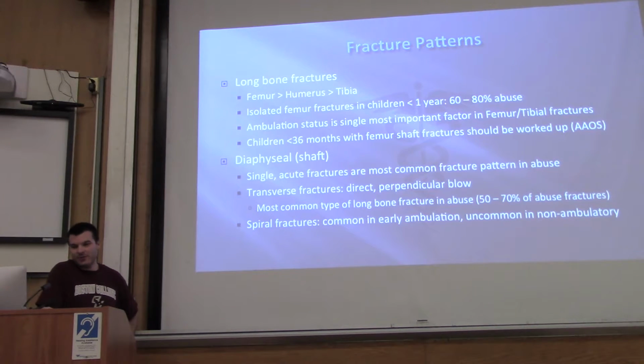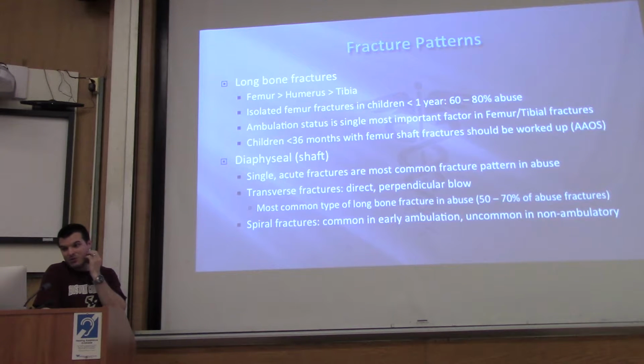Long bone wise, the femur is the most common long bone fracture, followed by the humerus and tibia in non-accidental cases. Isolated femur fractures in children less than a year, they've shown that the vast majority of those are non-accidental. How does a 1-year-old gather enough force to break their femur when they're not really moving? Again, correlate their developmental status. And the American Academy of Orthopedic Surgeons has said any child under 3 years with a femur fracture should at least initiate a workup for other injuries for non-accidental trauma.